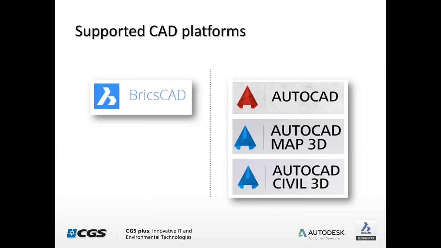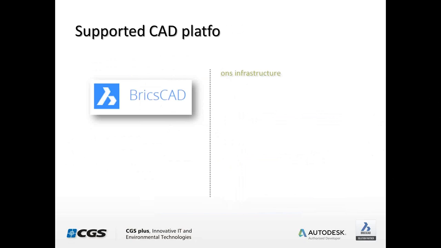The supported CAD platforms are BricsCAD and all the AutoCAD verticals. Especially, let's say, AutoCAD Map 3D offers some extra functionality, which will also be shown in the video later on. Let's start with the functionality overview for the Electra.